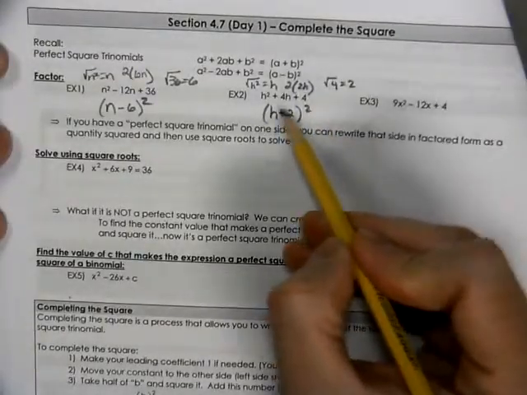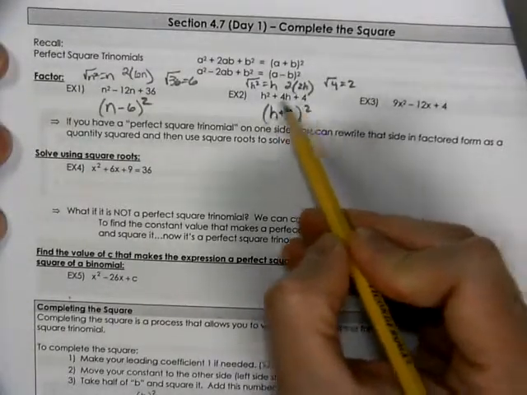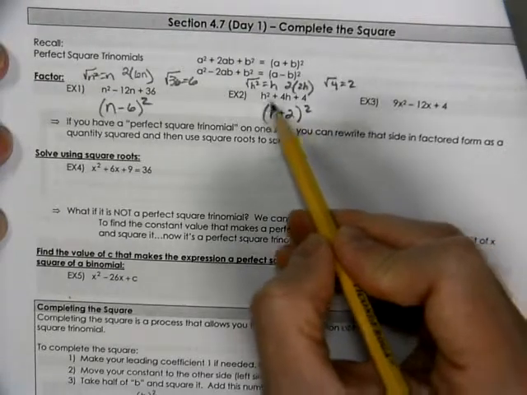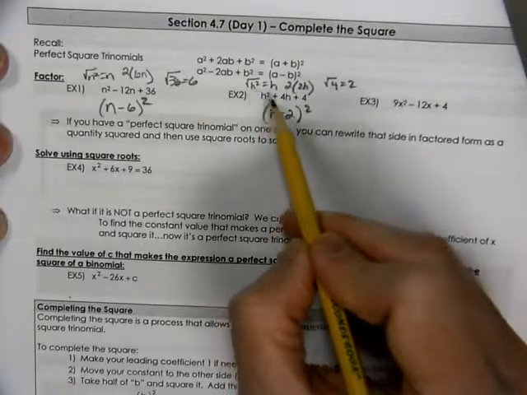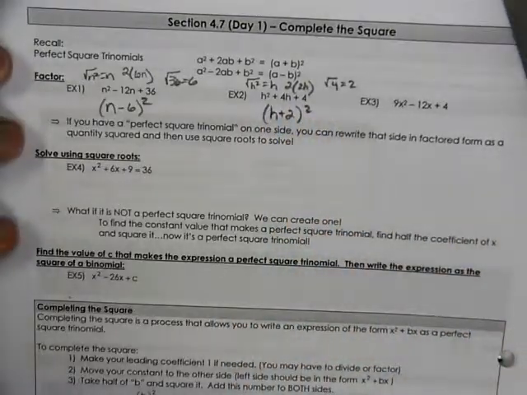Remember, you can't distribute your square here. It's not h squared plus 4. You have to write the parentheses out twice and FOIL it. Then you would get h squared plus 4h plus 4.